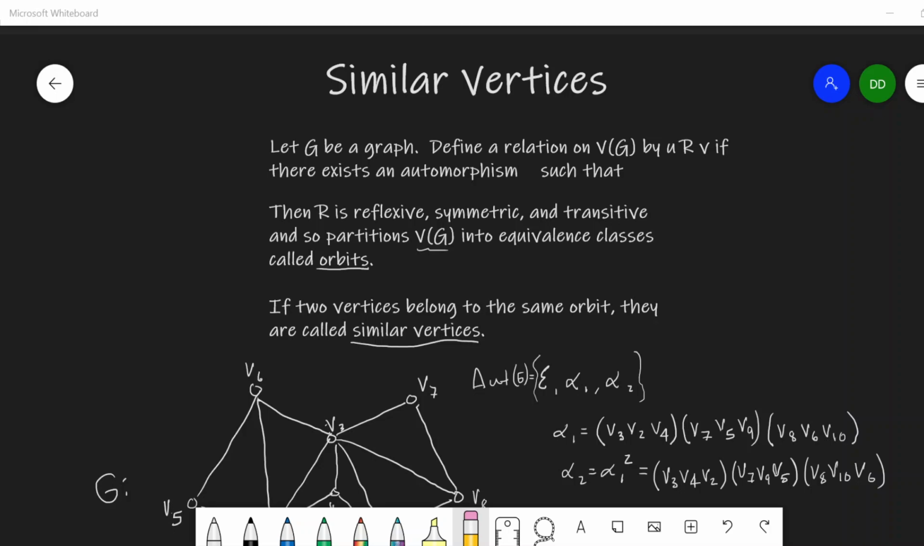Hello, in this video we are talking about similar vertices. So that is looking at the automorphisms and seeing how the vertices of the graph relate to these automorphisms.